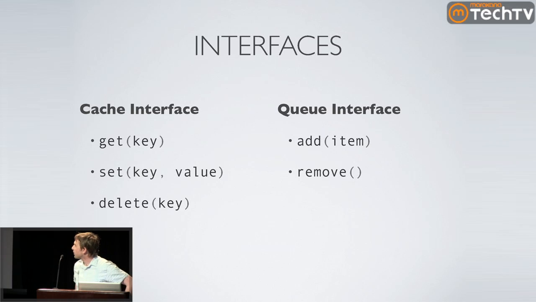We can also implement a queue. A queue is quite simple. You add an item and it adds it onto the end of the queue, and then you have remove, and remove pulls things off the front of the queue.